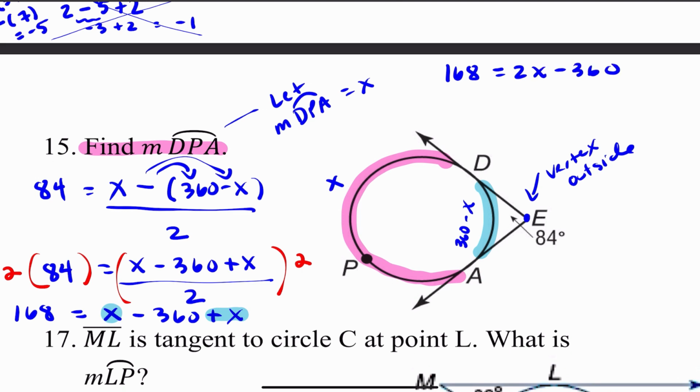And I'm going to add both sides by 360 here. I get 528 equals 2x. Therefore, x is equal to 264 degrees. And that's my answer.